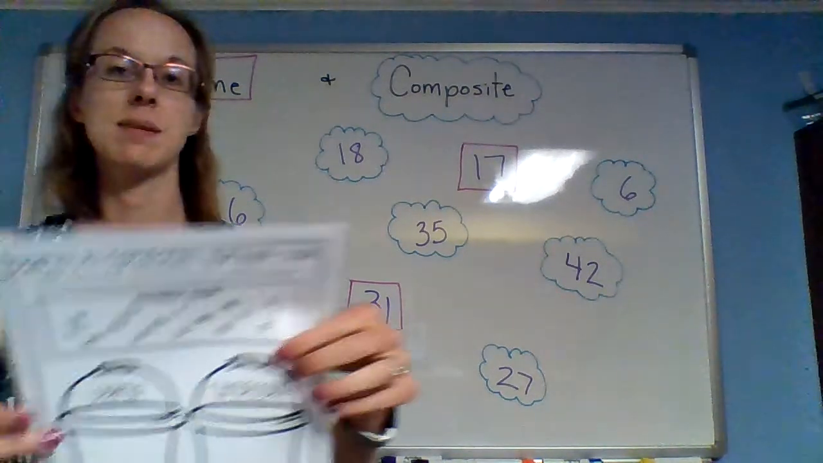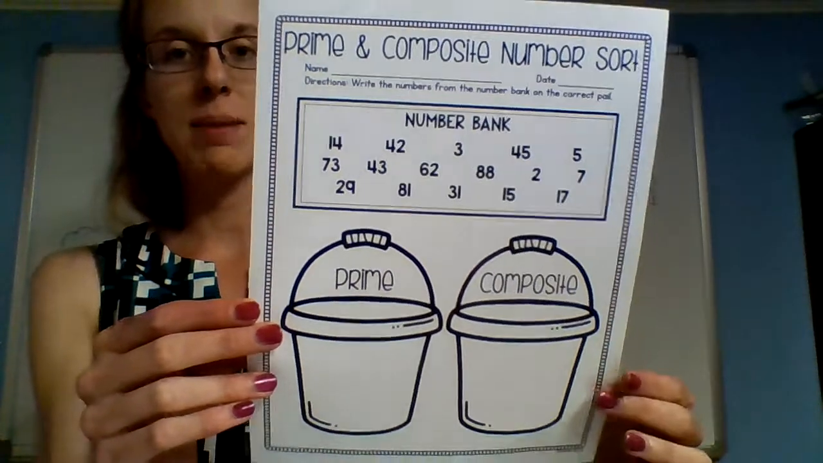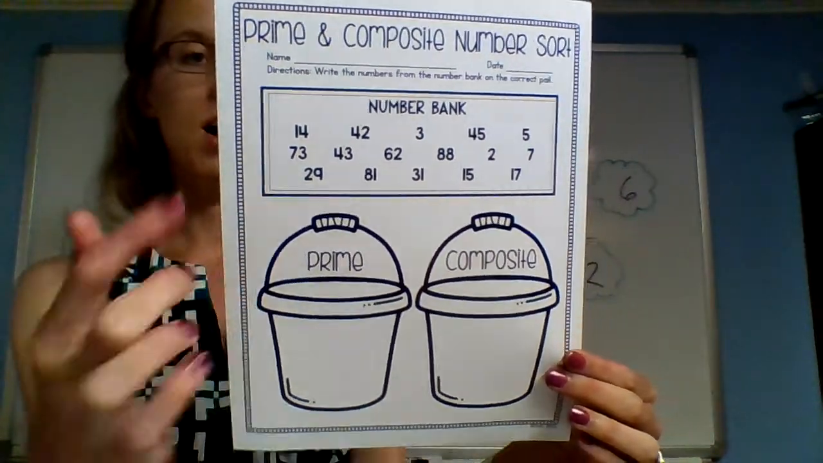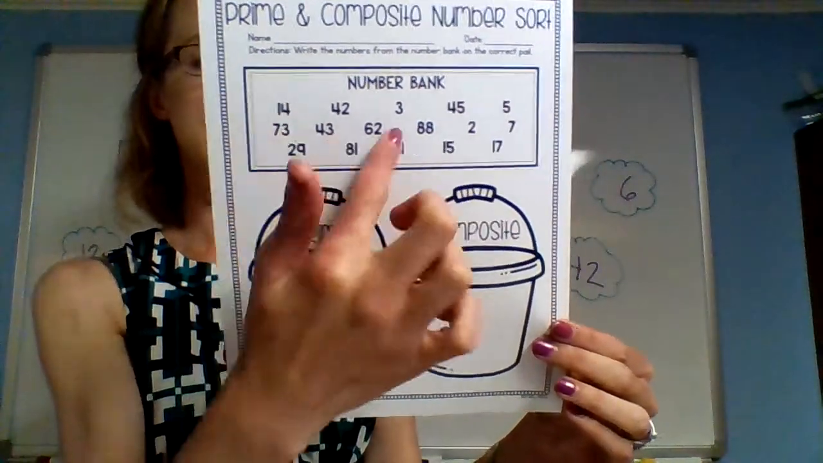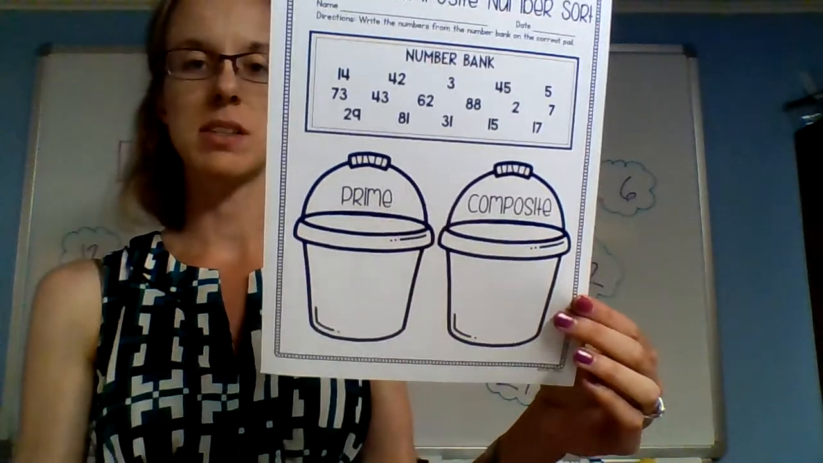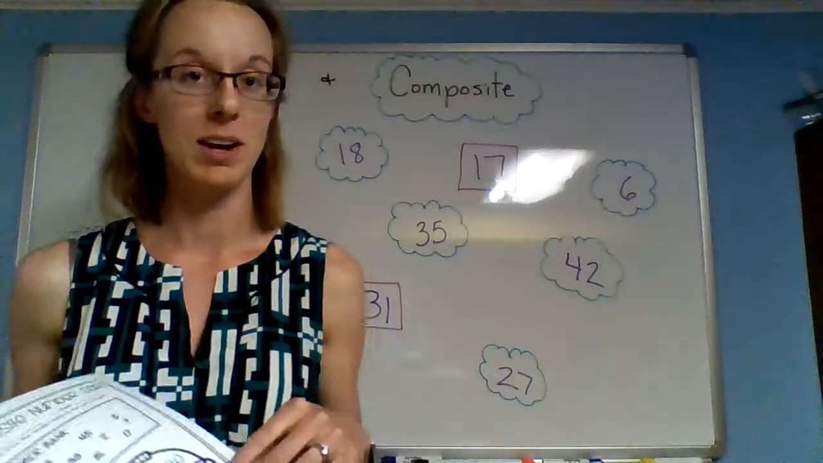In your packet today is a page that looks like this. It says prime and composite number sort. All you're going to do is take a look at the numbers in the number bank and write them into the bucket that you think they belong in.